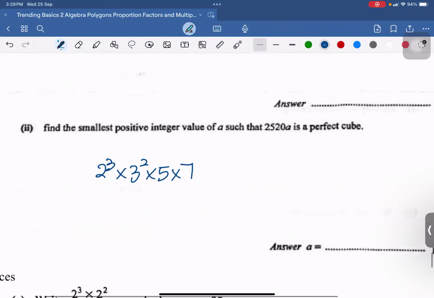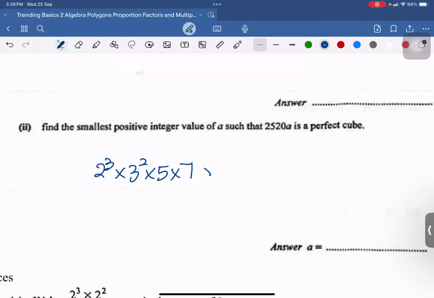What do I need to multiply 5250 by to make it a perfect cube? Cube means the powers are multiples of 3. Can y'all tell me which one I need to multiply? What do I need to multiply? Come on, tell me the answer.